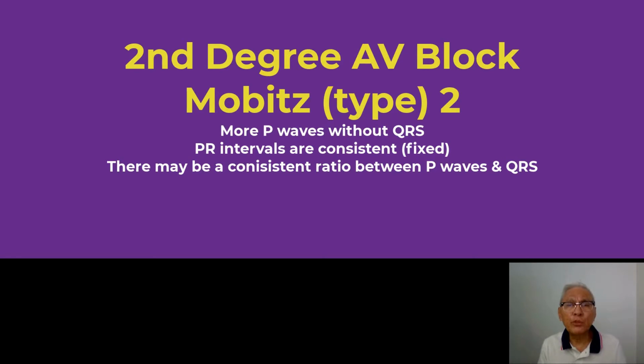In a second-degree AV block type 2, which is more of a serious AV block compared to the previous two, there's going to be a lot more P waves that are not going to be conducted into the ventricles. This results in many P waves that will not have a QRS complex. The distinct observation in a second-degree AV block type 2 is that all the P waves that are conducted to the ventricles, or all the P waves that will have a QRS complex, will have similar PR intervals. The PR intervals, therefore, in a second-degree AV block type 2 will be constant or fixed.